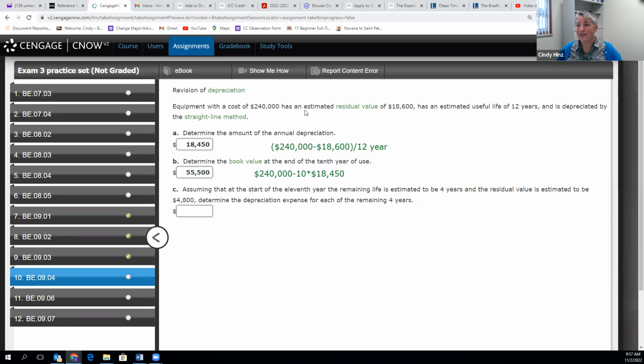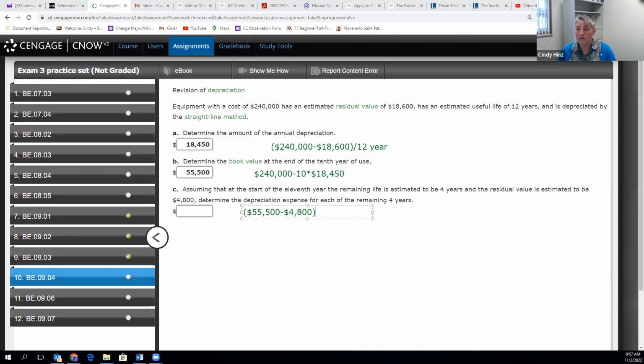And so now it's kind of like starting from scratch. We're going to do a brand new calculation. There's nothing that says we can't use it for 14 years, even though originally we thought we'd use it for 12. There's nothing that says you can't use it for 2 extra years and revise your depreciation as we are doing here. And so, as I said, it's really like doing a brand new calculation where we're looking at an asset that has right now a value of $55,500, and we're going to use it for 4 more years. At the end of that 4 more years, we expect it to be worth only $4,800.